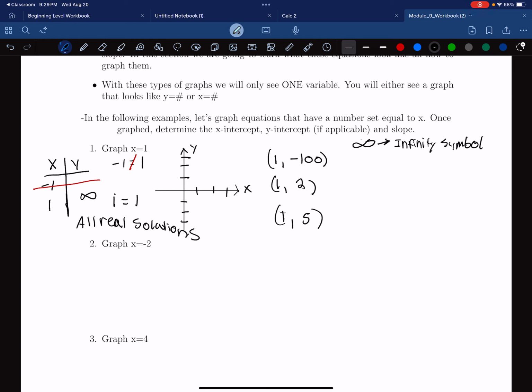So with that information, let's graph this. We can start at 1 comma 2, because we know that that is a point. So we're going to go 1, 2. And then 1 comma 5, well, that's going to be up here. And then 1 comma negative 100, that's very far off this graph. But what you might notice here is that this is just a vertical line.